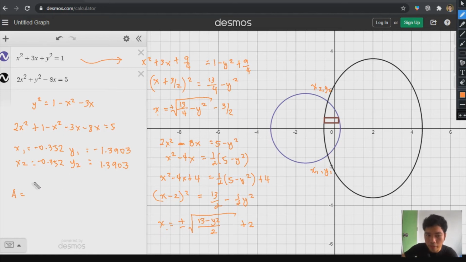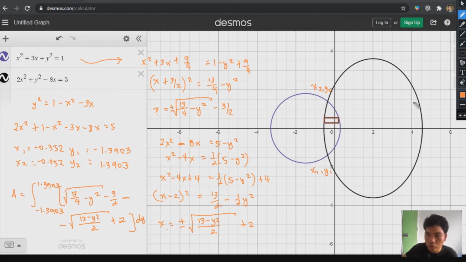So with this, the integral from y sub 1 to y sub 2, that is negative 1.3903 to 1.3903. And then the right curve minus the left curve. So right is the positive side of the circle. So that is, nasan ba yung circle? This is the circle, and the positive would be, of course, yung positive niya. So that's square root of 13 over 4 minus y squared minus 3 halves. And then you subtract yung ating left portion ng ating ellipse. So that's the negative. So minus the negative of 13 minus y squared over 2 plus 2. And then you close this to dy.